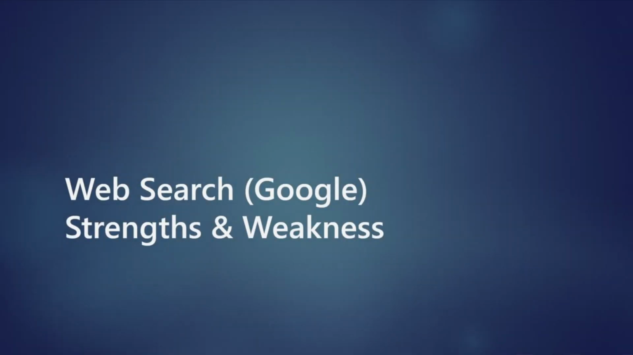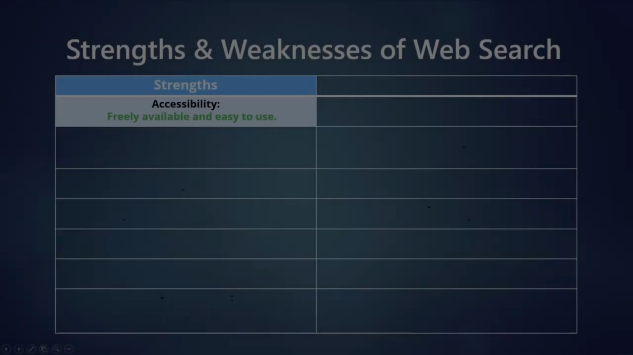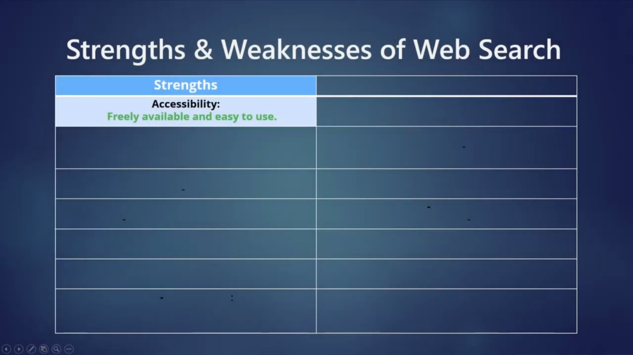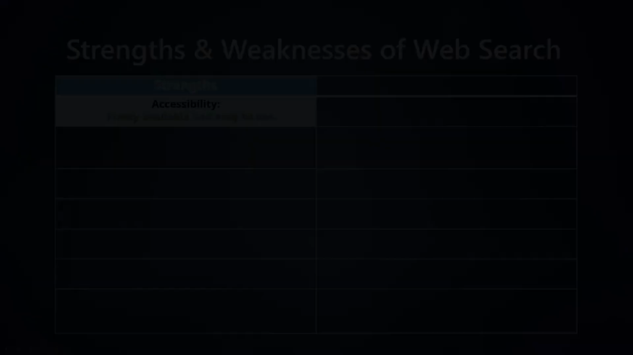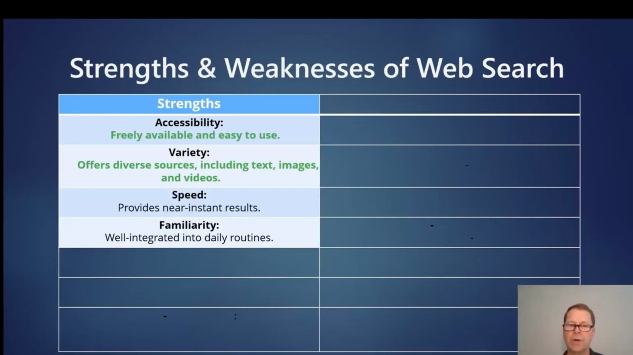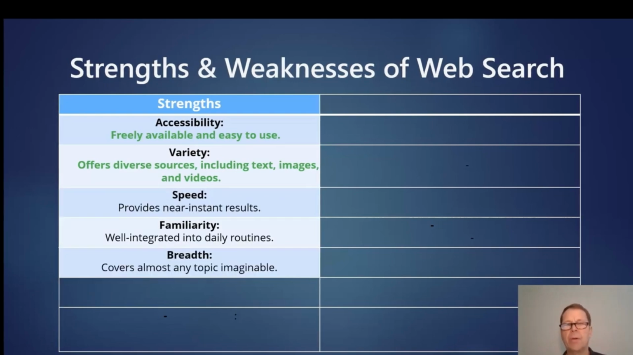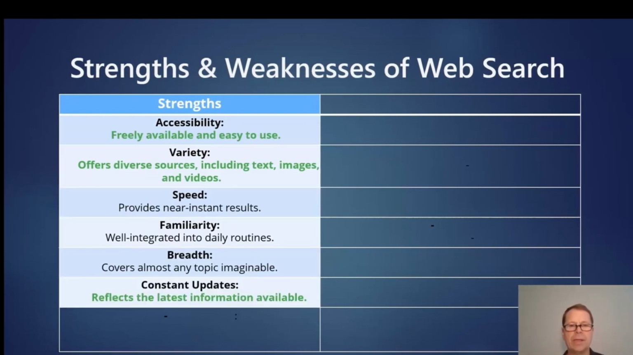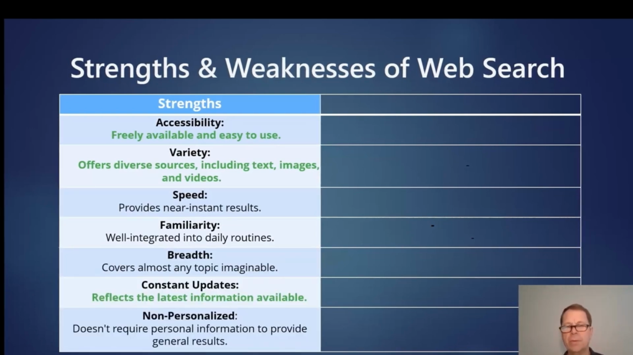Most of you are very familiar with web search and are aware of its strengths and weaknesses, but let's hit the highlights. On the strengths side, it's accessible. It's on our phones, it's on our PCs, it's on our tablets. It offers a lot of variety, with diverse sources including text, images, and videos. It's very fast. We're very familiar with it. It covers an almost unimaginable breadth of topics. It's constantly updated, and we don't have to enter personalized information to get a general result.